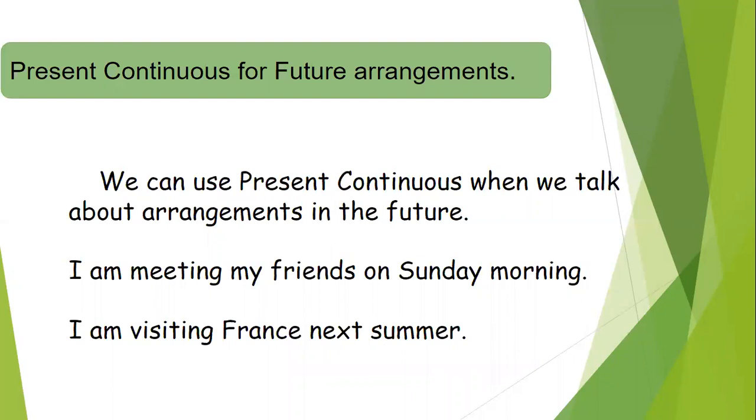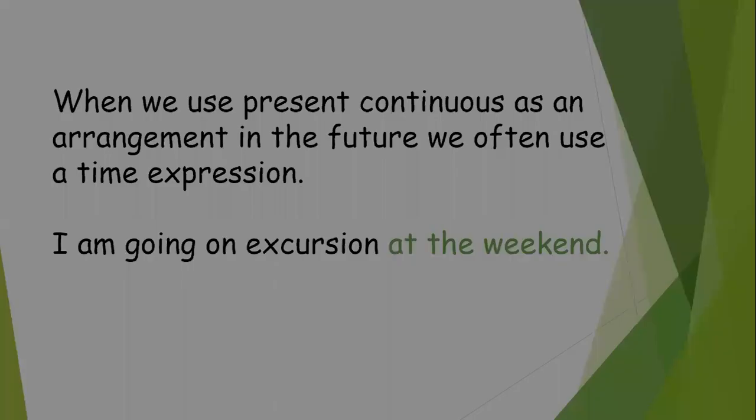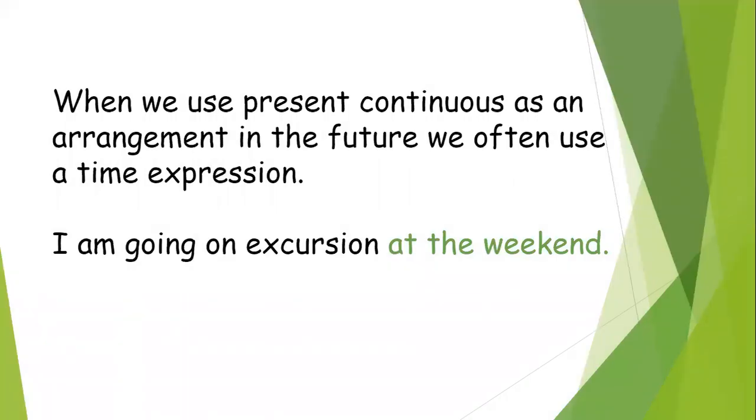We can use present continuous when we talk about arrangements in the future. For example, I am meeting my friends on Sunday morning. I am visiting France next summer. When we use present continuous as an arrangement in the future, we often use a time expression. I'm going on excursion at the weekend. At the weekend is related to the future.